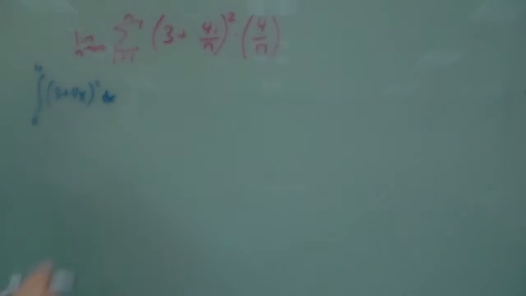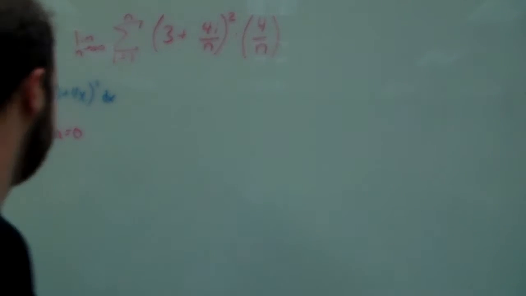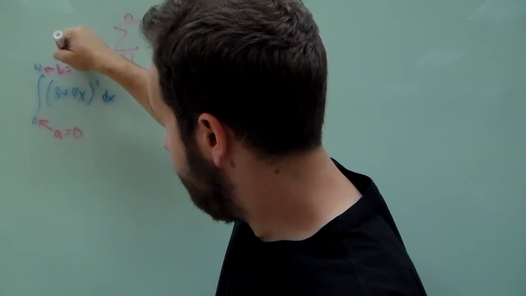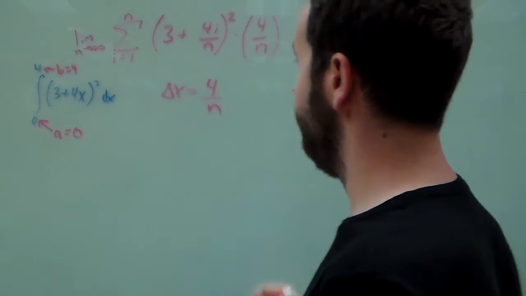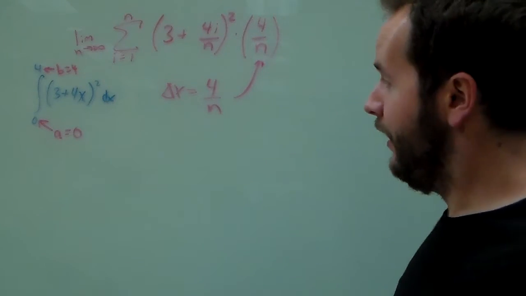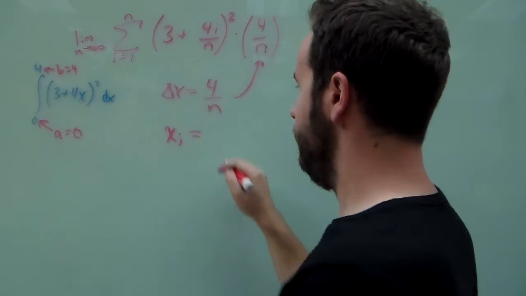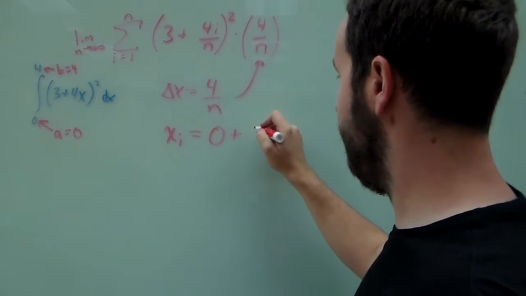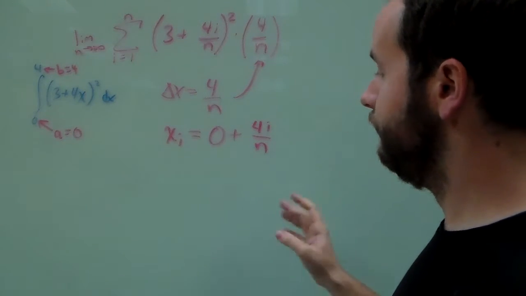Here, they've let the value of a equal 0. So they said a equals 0. Furthermore, we see that b is 4. So from there we can say delta x equals 4 over n. And that doesn't seem too surprising. If delta x equals 4 over n, I see delta x right there. However, xi would then be, our value of a is 0. Our value of delta x would just be 4 over n, so we have i times delta x, or 4i over n.